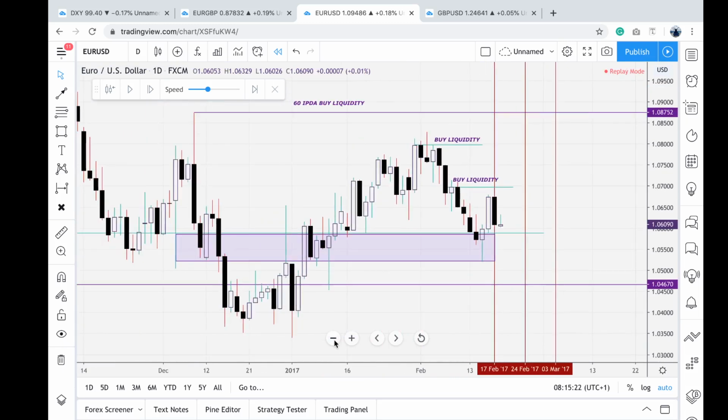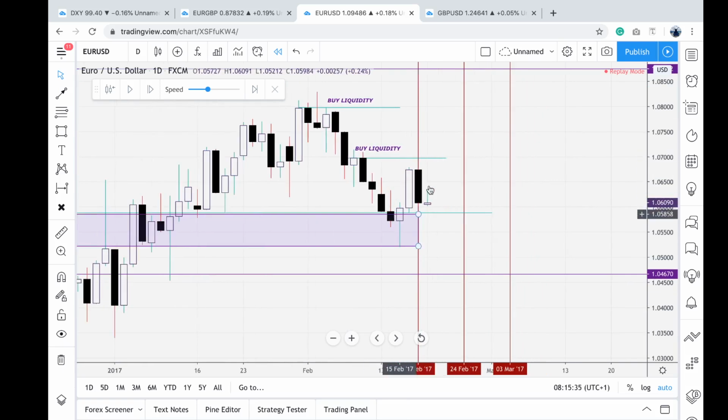Let's see. All right, so we're still swinging positions off this level, still buy liquidity resting around that level. But obviously, you're going to want to take some profits on a short-term basis.